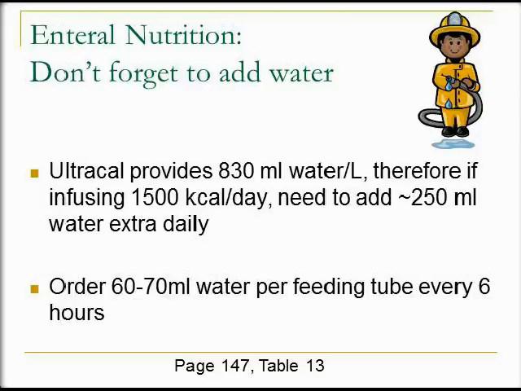So don't forget to add the water. UltraCal, in this example, provides 830 mL of water per liter. So if you're giving a patient 1,500 mL, you need to add an additional 250 mL of water daily. And so with your tube feedings, you would go ahead and order 60 to 70 mL of water per feeding tube every 6 hours as a water flush. And you want to make sure that this is getting done.